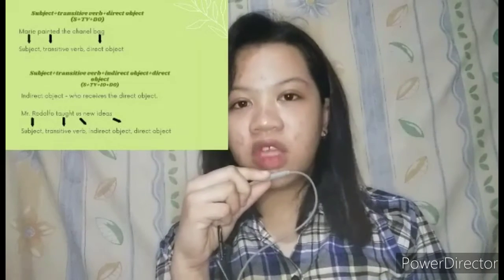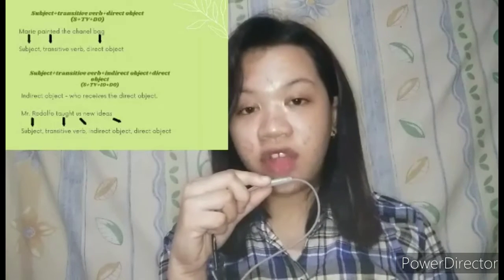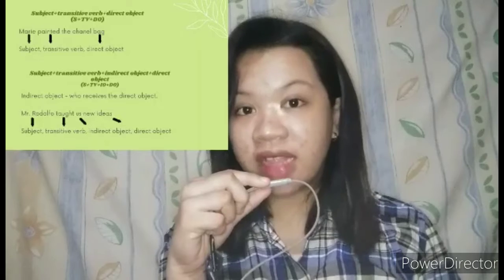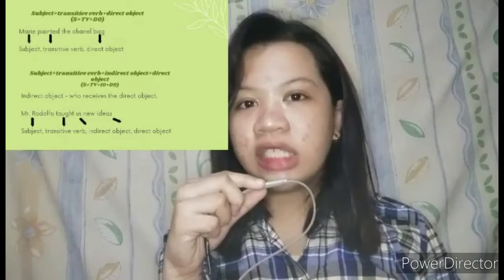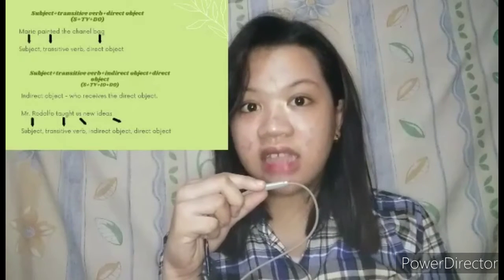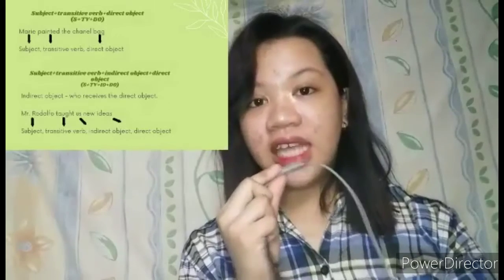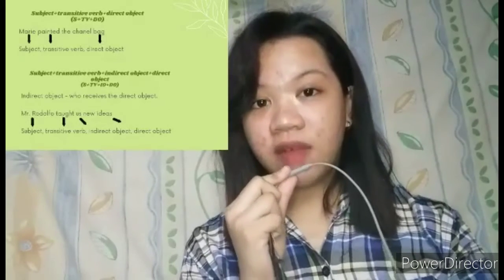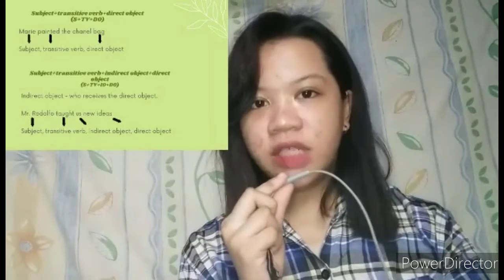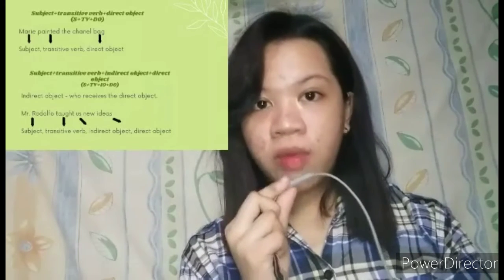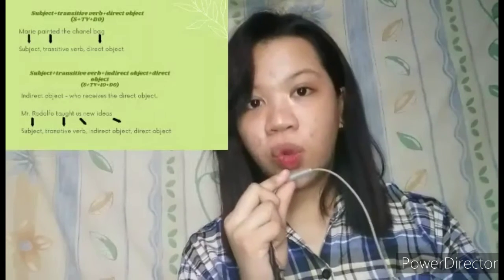Mr. Rodolfo is the subject, taught is the transitive verb, us is the indirect object, and new ideas is the direct object. So for us to understand more, let us find first the verb. It is taught. Mr. Rodolfo taught what? New ideas, and it becomes the direct object. And who receives new ideas? It is us, and it becomes the indirect object. As you can see in the sentence, indirect object comes first before the direct object. Always remember that direct object answers the question who, whom, and what, and indirect object answers the question to whom, and for what.